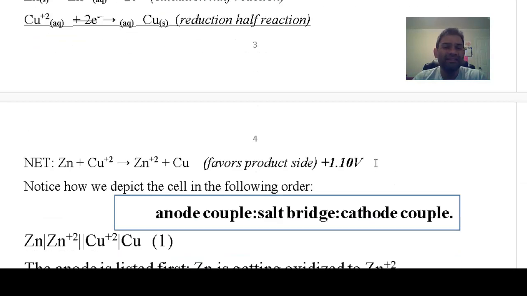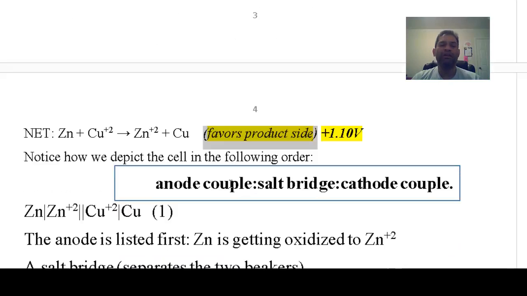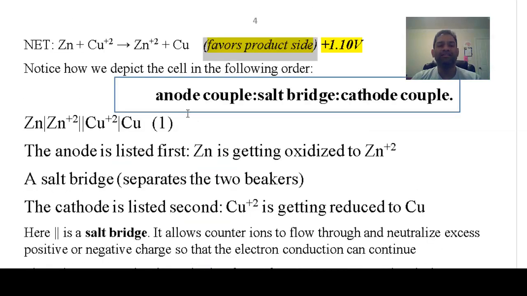So positive voltage means that this favors the product side. So delta G, we would expect this to be an exergonic reaction, the delta G at standard state. And if this were an equilibrium reaction back and forth, it would favor the product side. K would be large.